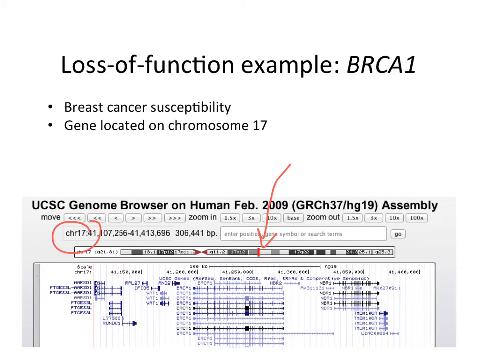So if the breast cancer gene is on chromosome 17, how many of us have it? Do I have it? Yeah. Which of my cells have this gene? All of them, right? Every single chromosome, every single cell in all of us has this gene. BRCA1 is the name of the gene. So we've all got two copies of this gene. One on the chromosome we got from our mom, one we got from our dad.